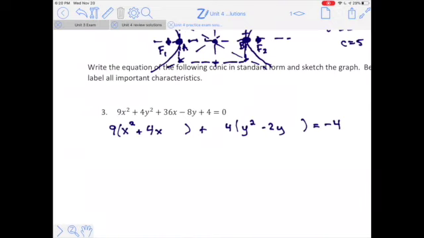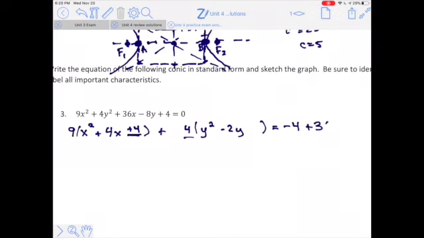Are we with that so far? I just factored out a 9 from the x terms. I factored out a 4 from the y terms so that I can complete the square. So the value that completes the square for the x expression, you got to remember to take half of this middle term, which is 2, and then square it. So I'm going to put a plus 4 inside the parenthesis, but I've got to balance out the equation by adding a 36. Why a 36?